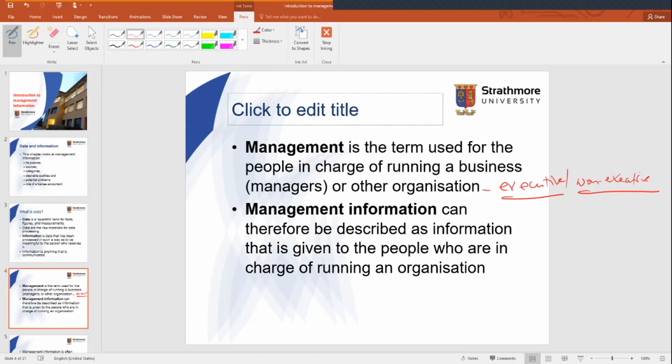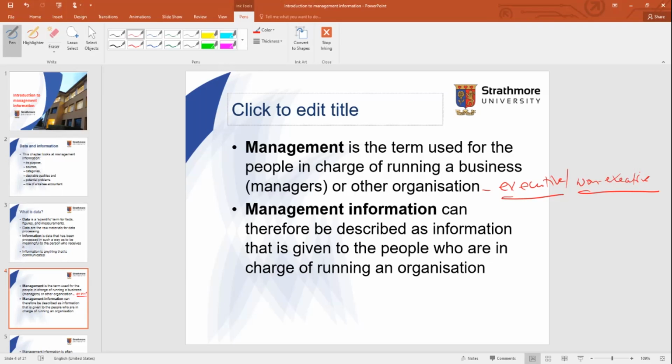Therefore, management information can be described simply as the information that is presented to those charged with the governance of the company, to those who are involved in the running of the company, in order for them to make decisions. The set of information that they will be provided with to assist them in making those decisions is referred to as the management information. Therefore, management information can be defined as information given to those people charged with running an organization to help them in making decisions.